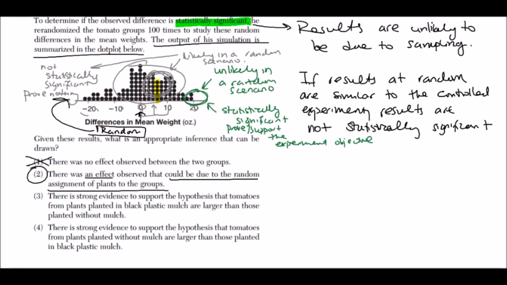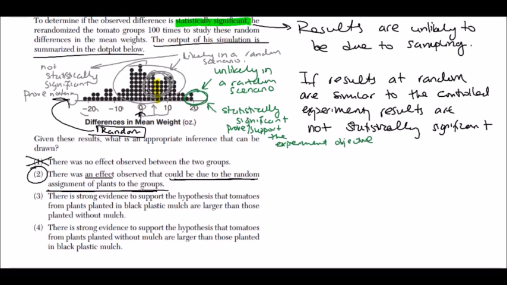And again, it's important to understand that this distribution here is the random distribution. And if it occurs frequently in the random distribution, then it's not likely statistically significant, and it does not really prove that there's any sort of an effect of the black mulch. There could still be an effect, as there was, because we still did get a 5-ounce difference, but it could definitely be due to the random assignment of plants to the groups.